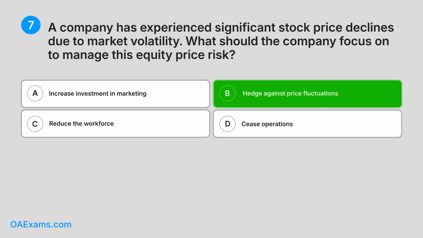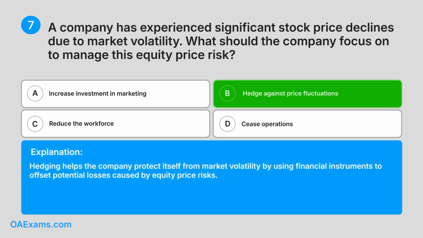Correct answer. B. Hedge against price fluctuations. Explanation. Hedging helps the company protect itself from market volatility by using financial instruments to offset potential losses caused by equity price risks.